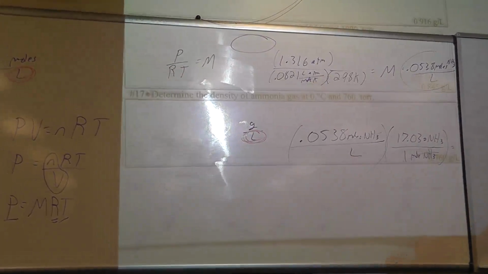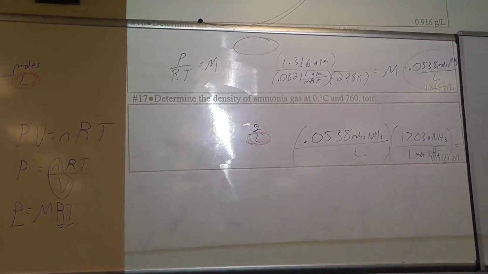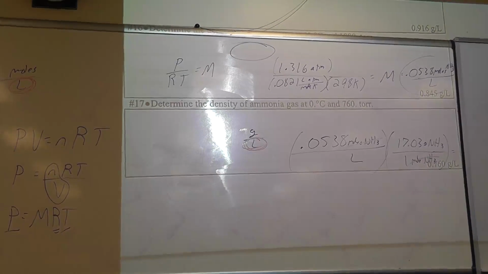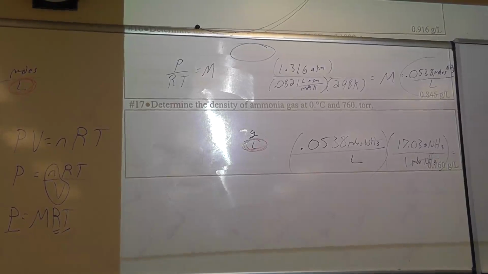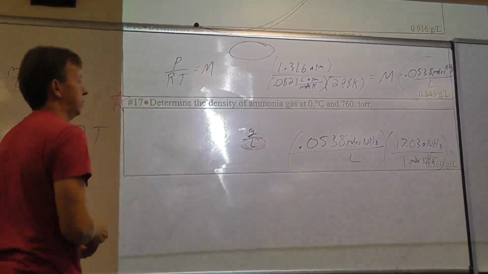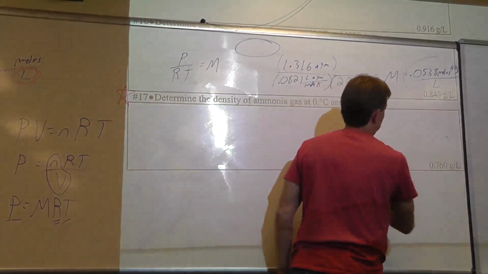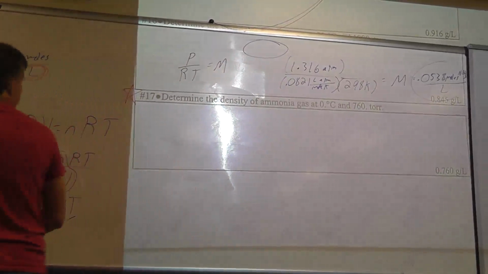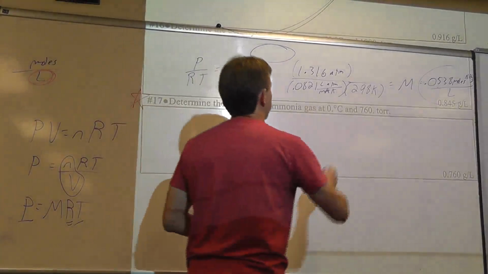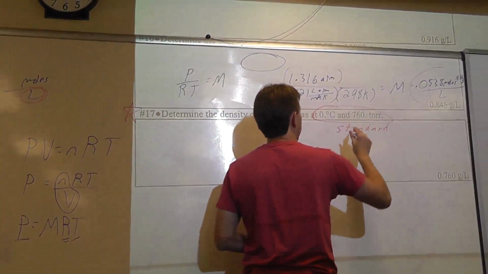Now, number 17. Looking back at 14, 15 and 16, number 17 looks horribly redundant because all I've done is change the temperature and pressure again. But this one is important because there's something important about this particular temperature and pressure. Because things are so variable depending upon your experimental conditions, these conditions are defined as standard.